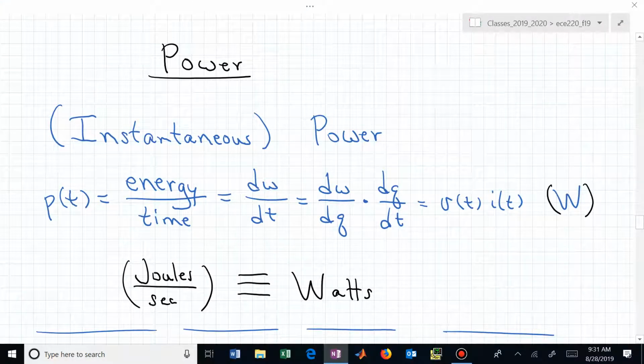Power in general, or let's now define these two types of power. We have instantaneous power, where power is just the time rate of change of energy. And energy is in joules.